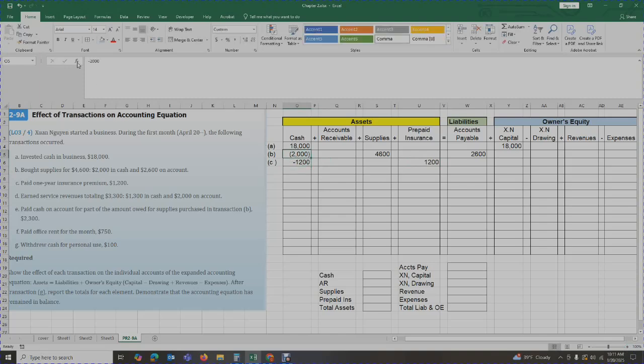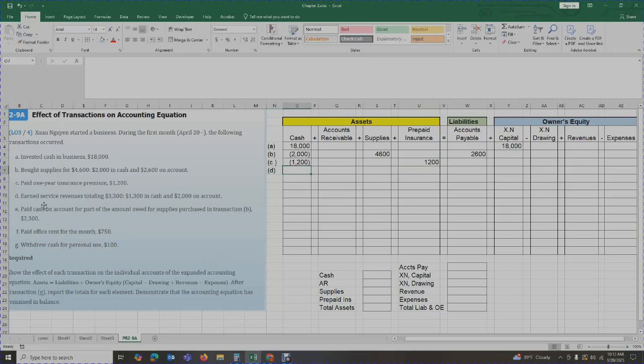Okay. So now in this particular transaction, both transactions are on the asset section. We don't have anything on liabilities or owner's equity. So in this section, one asset went up, the other asset went down. The transaction basically cancels each other. It's just shifting from one account to the other. I took out cash to increase my prepaid insurance. Okay. So that is letter C.